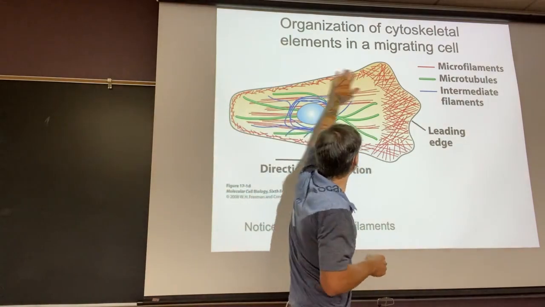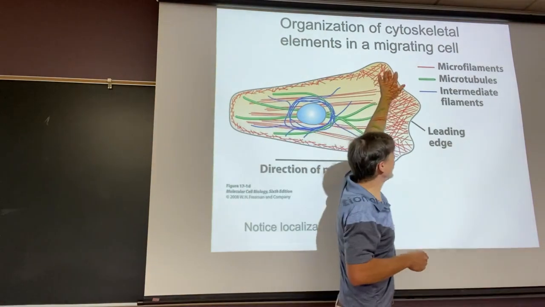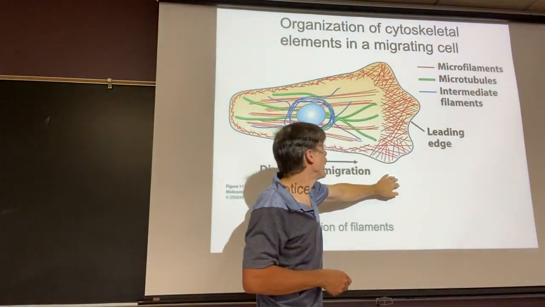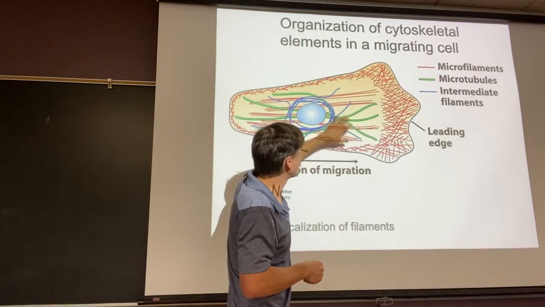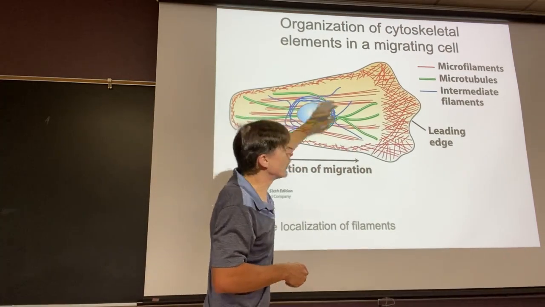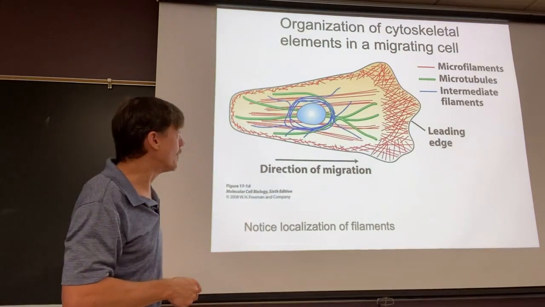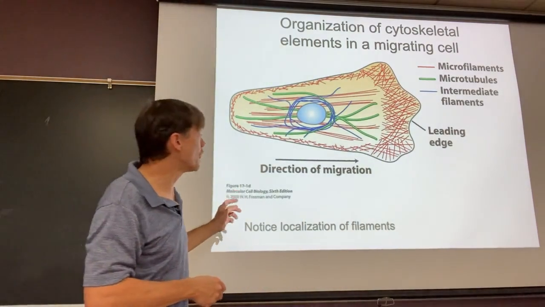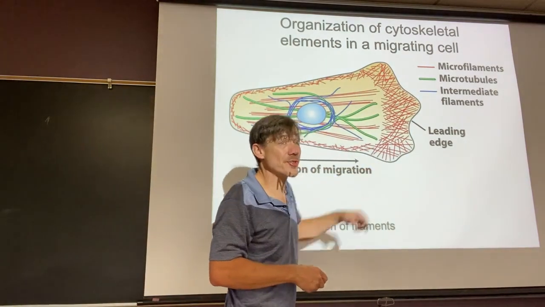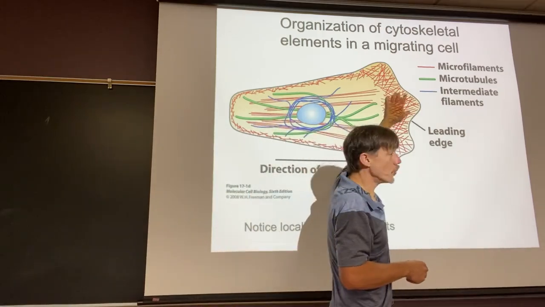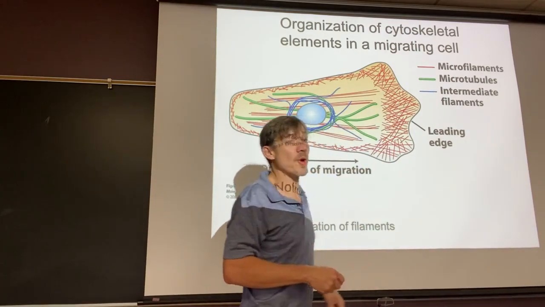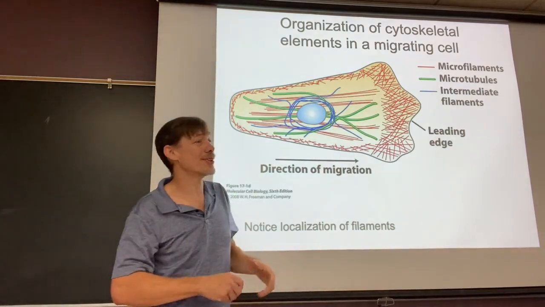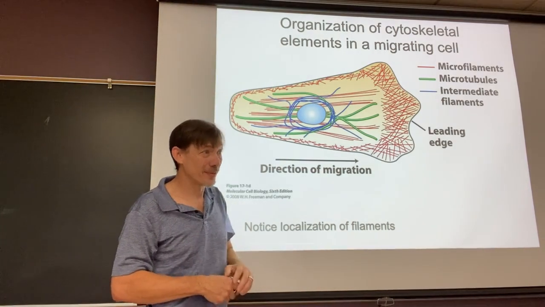And when we look at the cell, we have the leading edge of the front of the cell right here. Here's the nucleus of the cell. There's microtubules in the center, and there's intermediate filaments as well. So when cells migrate in this direction, they're interacting with the substrate at the front. I'll just pause for a second and ask if there's any questions at this point. Okay, all right.